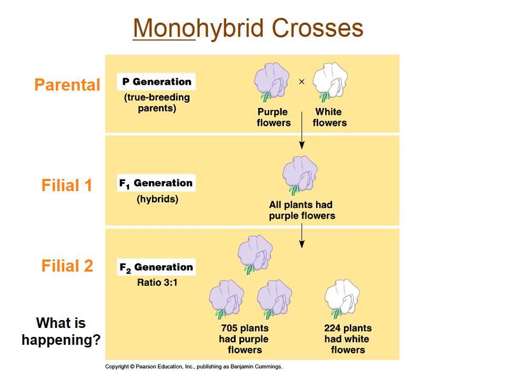Okay, so he would take purple flowers, white flowers, he would do a whole bunch of crosses. He would then look at what resulted in those crosses. So here's the parental generation, the P generation. This is the F1 generation. The F stands for filial 1 generation.